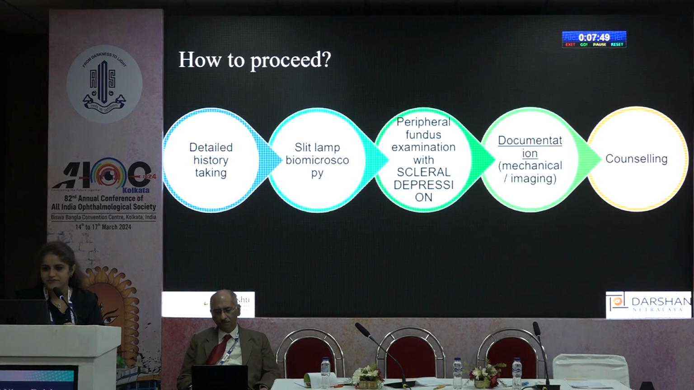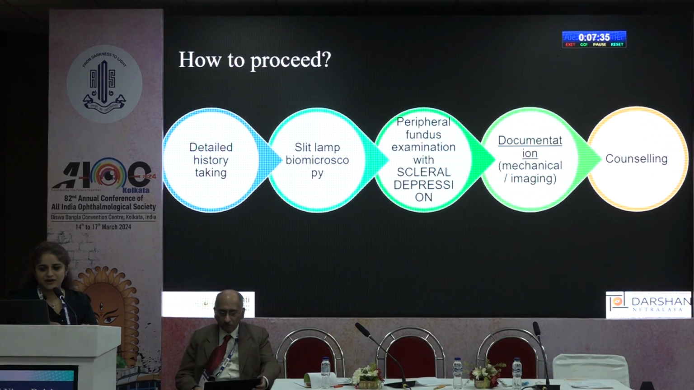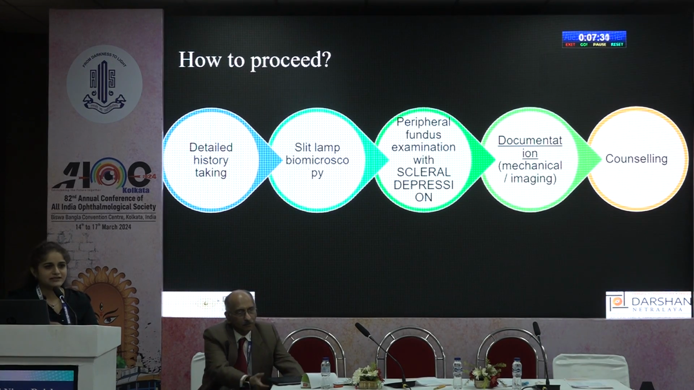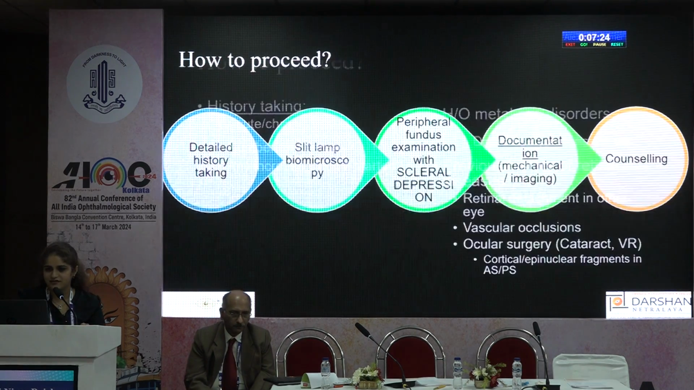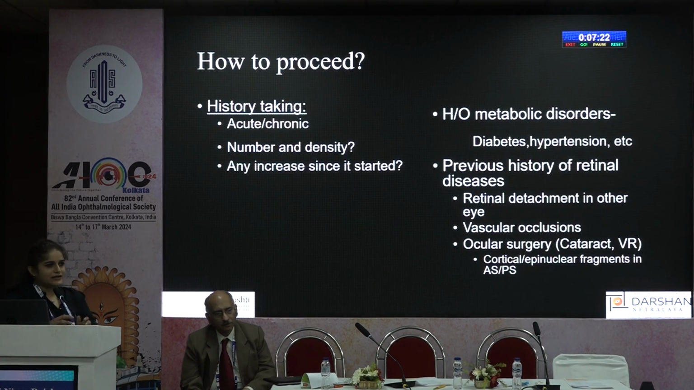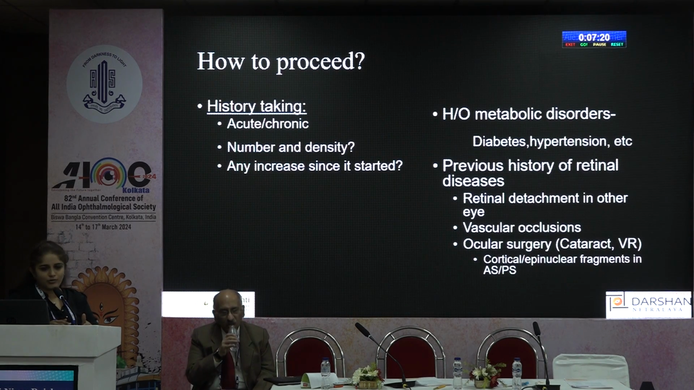So when a patient presents to you, how should you go about it? The first most important thing is a very detailed history taking, which we'll cover in the subsequent slides, followed by slit lamp biomicroscopy with our 60 or 90D lens, a peripheral fundus examination with scleral depression in both the eyes, documentation either in the form of a mechanical drawing or imaging if available, and last but not the least, counseling the patient.